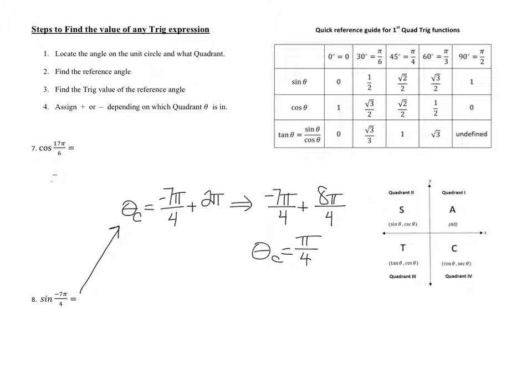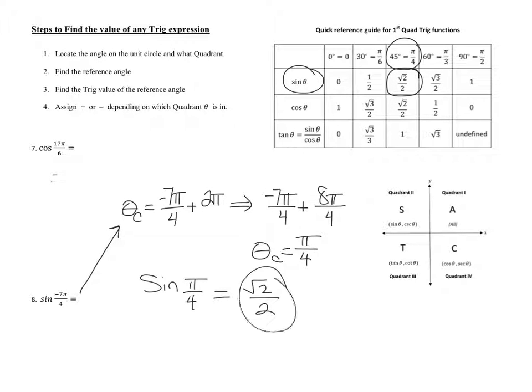So we need to find the sine of pi over 4. Well, that's nice and easy because pi over 4 is just our first quadrant angle, so it's our reference angle. So if we come up to our chart, pi over 4, and the sine, we get square root of 2 over 2. Nice and simple. There's our answer.